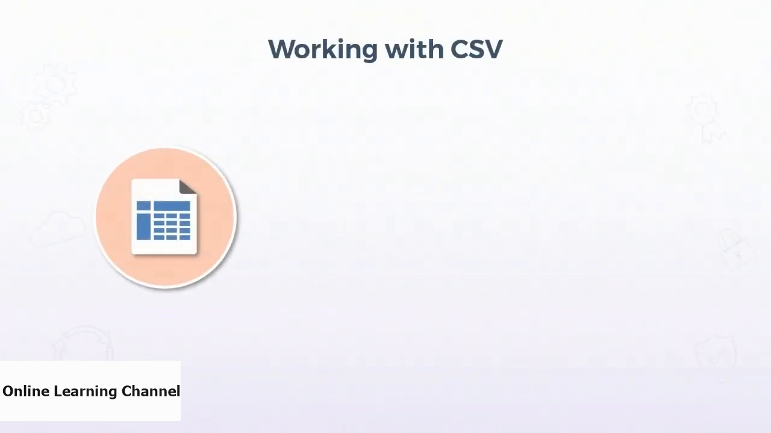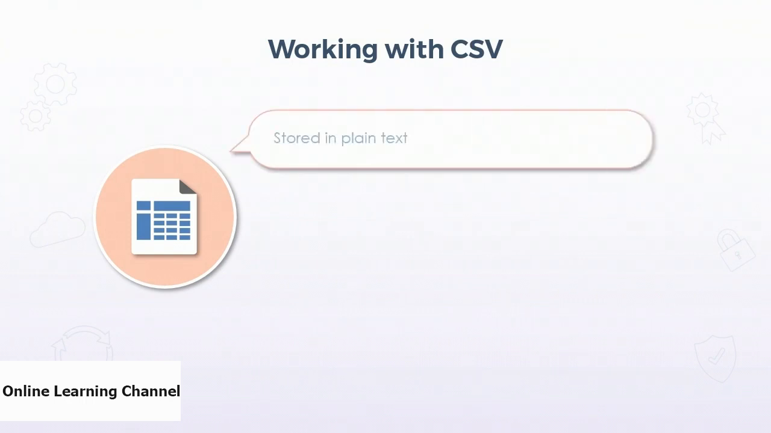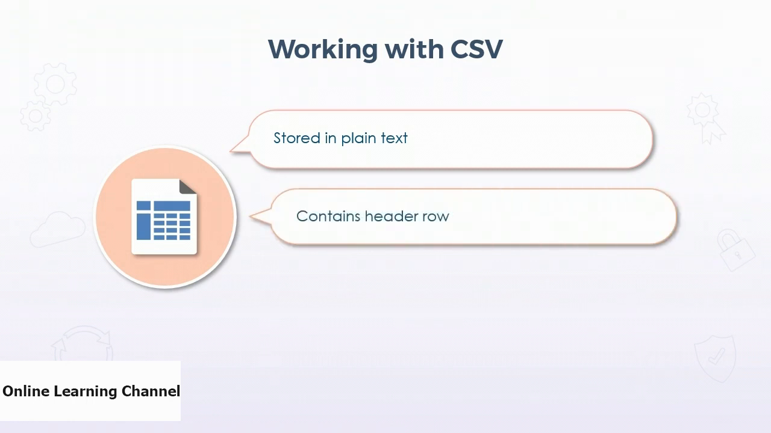So, how would we go about working with a CSV file? Well, the main thing about CSV files is that they're stored in plain text. Now, we tend to interact with CSV files using tools like Microsoft Excel, but at the end of the day, CSV files are nothing more than text files that we can open up in Notepad if we wanted to. Now, typically, CSV files contain a header row, but strictly speaking, they don't have to.